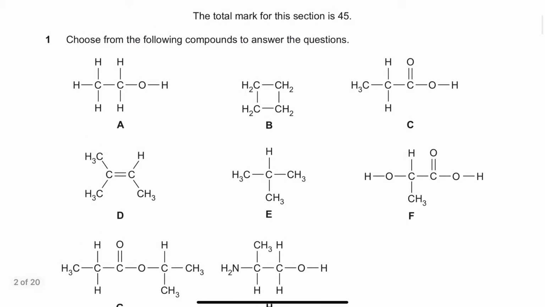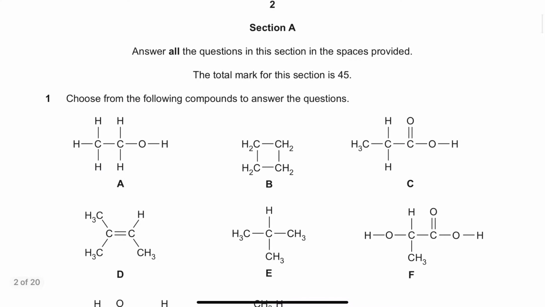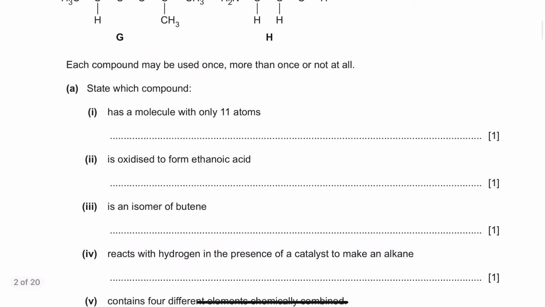So it says choose from the following. So you guys have to be with me, right? And it says answer all the questions in the spaces provided. So we're gonna answer all the questions and we're gonna get 75 out of 75 marks, right? So choose from the following compounds to answer the question. So we're given some compounds and it says answer the question.